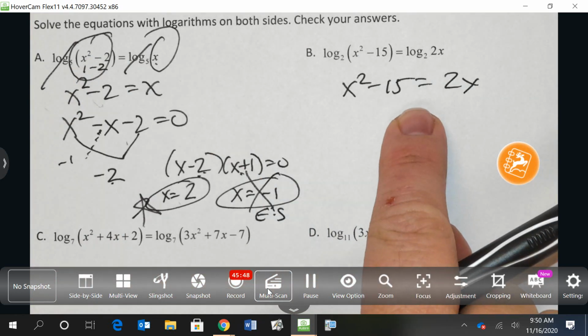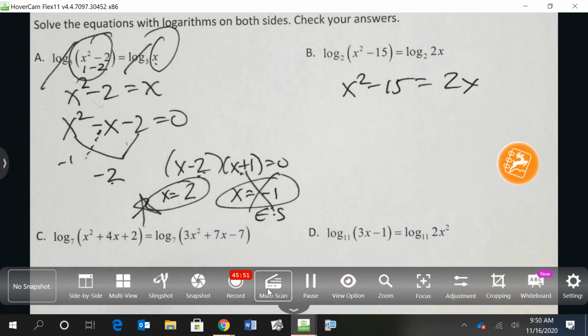Okay, I'd like you to solve this on your own and then check by plugging it back in what would be the answer to this problem. I'm going to give you 30 seconds. Begin.